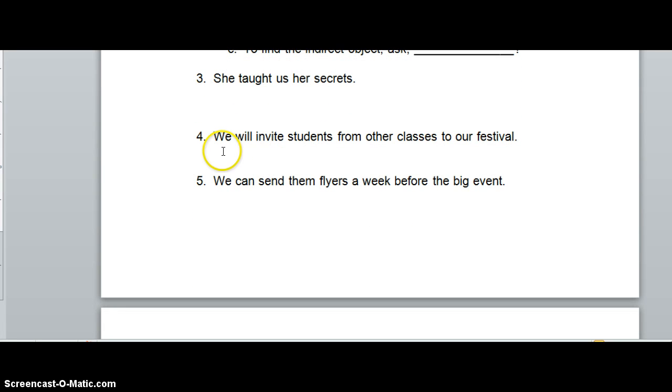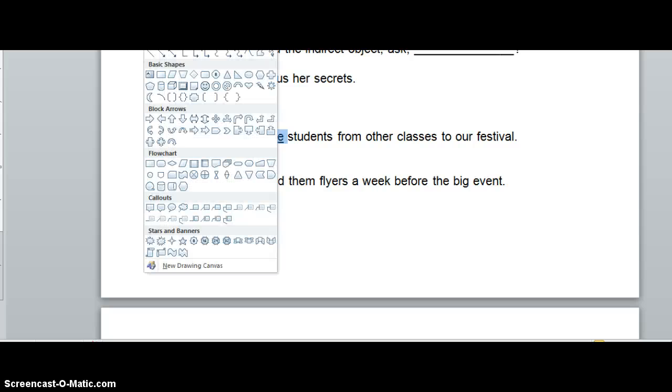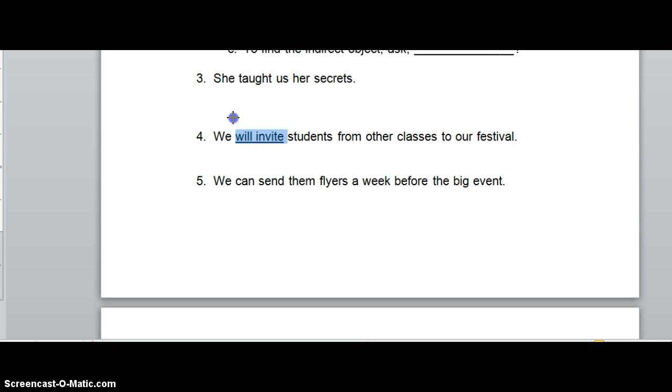Let's try number 4. We will invite students from other classes to our festival. So the first thing I'm going to do is find my verb or verb phrase. Will invite is my verb phrase, because what are we doing? We're inviting, and will is a helping verb. So invite is the actual action verb that I'm focused on. If I were to draw my vertical split, it would go right here. We is our simple subject.